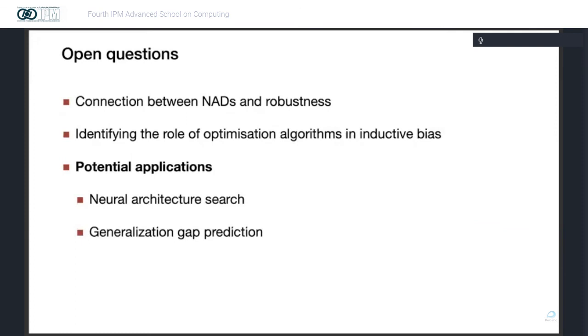Also, something that people are becoming more and more interested in, because it has many applications, is to predict the generalization gap solely based on the training data. Because sometimes having test data is expensive or impossible. So we are interested in having some confidence about the generalization gap based only on some statistics of our training samples, and to make sure that we have not just overfitted to our training data points.